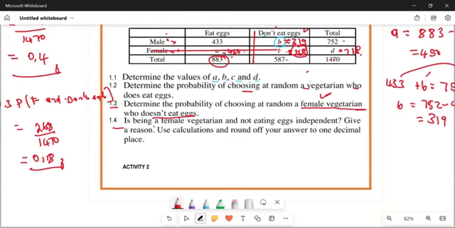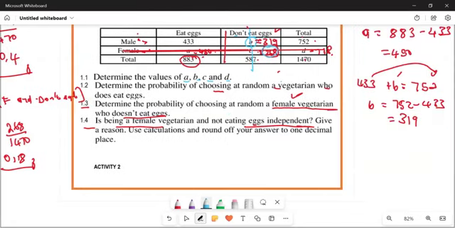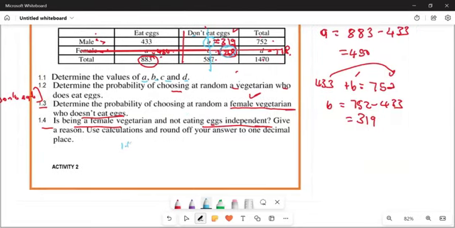The last one says, is being a female, they are being specific here, is being a female and not eating eggs independent. So what are the two events that you should look for? You should look for a female, number one. Females are these ones. And we're also going to look for do not eat eggs. We already calculated do not eat eggs, if I remember correct. So we are going to look at this one, and we also know the intersection between the two. Okay? So for independence, what should happen? 1.4. For us to be convinced it is independence, what should happen?